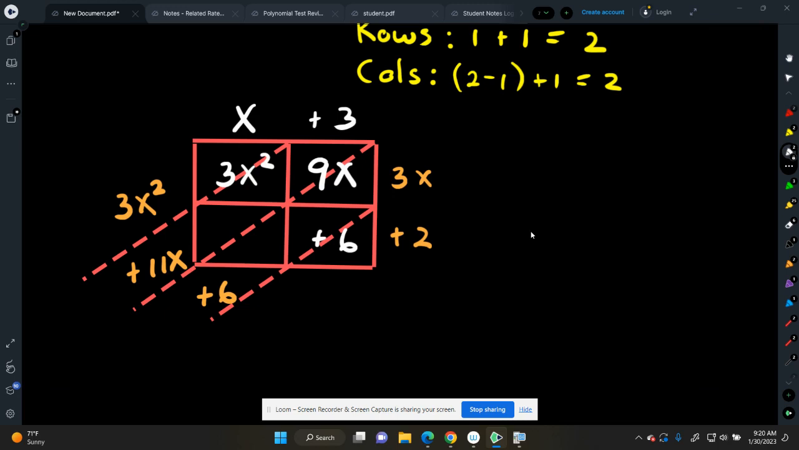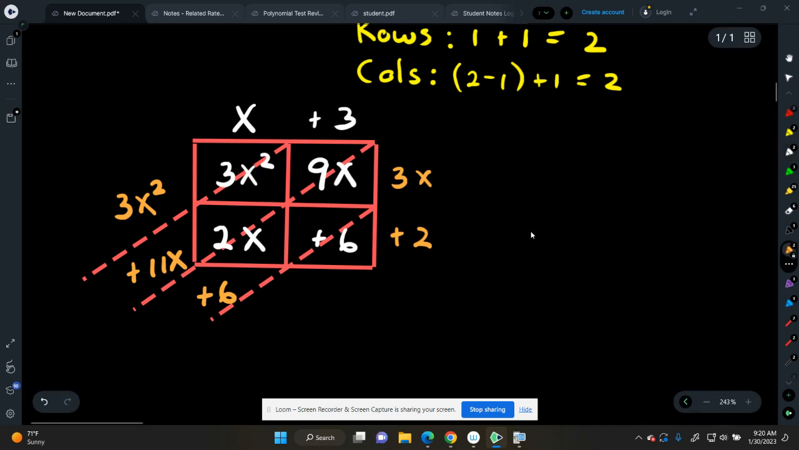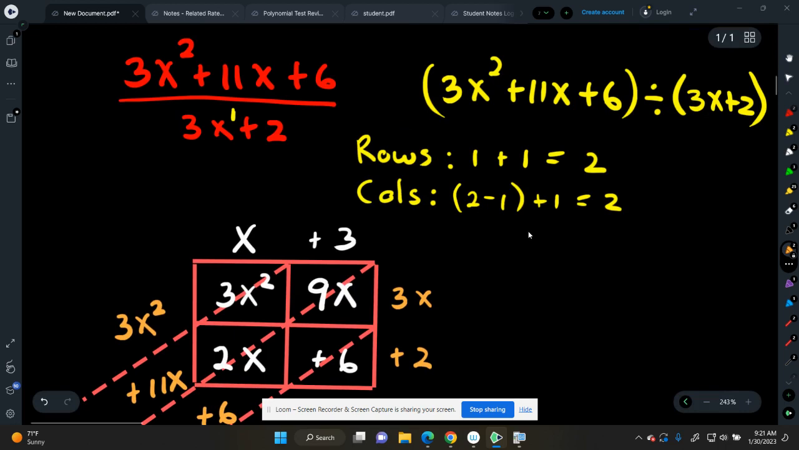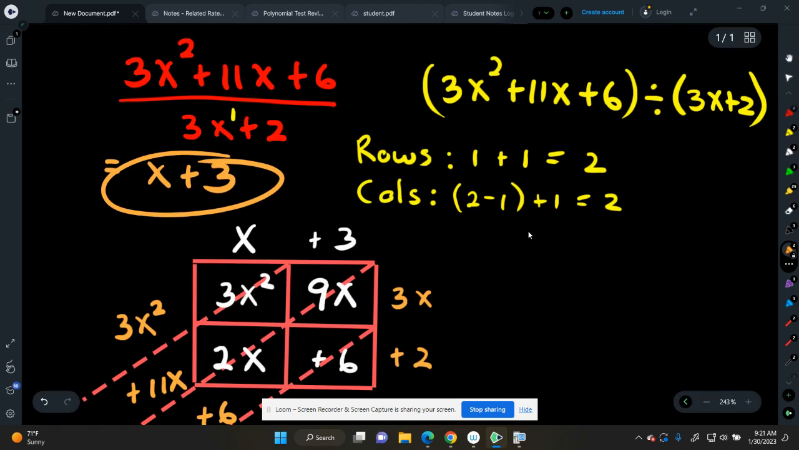All right, Jakaya, what goes in the bottom left? 2x, yes, x times 2 is 2x. Let's make sure that all of my diagonals work. So I have 3x squared, that's good. It's the middle one that I really have to check. 9x plus 2x equals 11x, so that's good. So what is the answer to this division? X plus 3. Is it making a little more sense now?